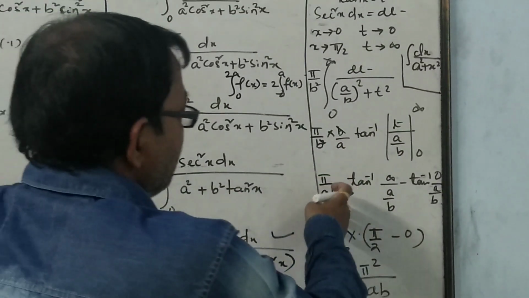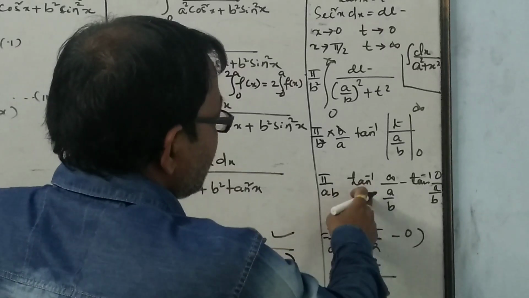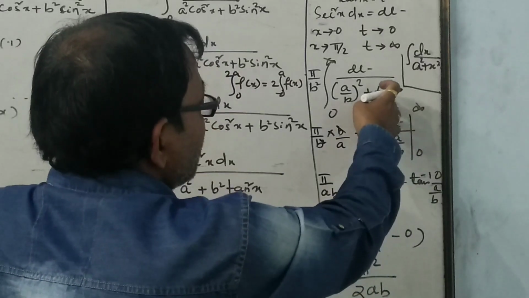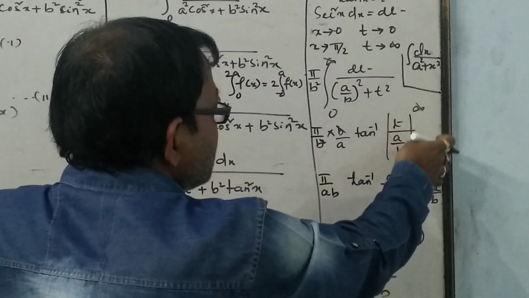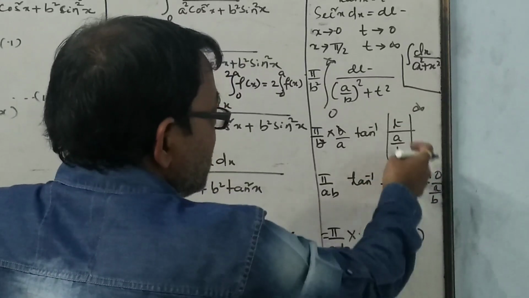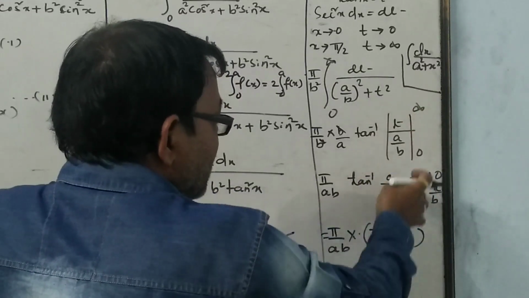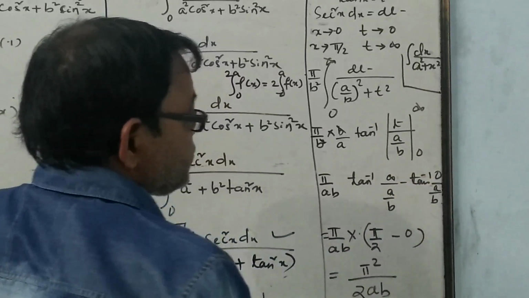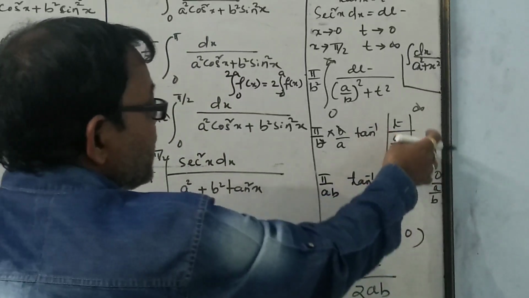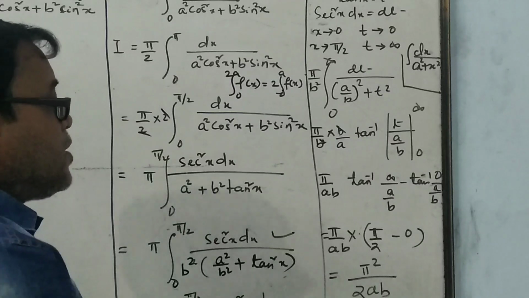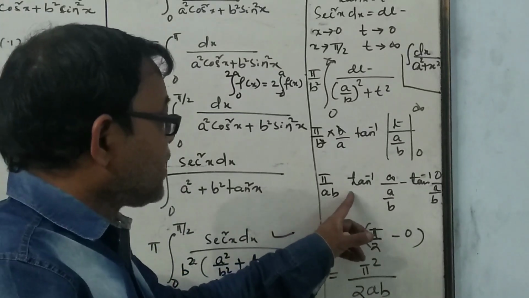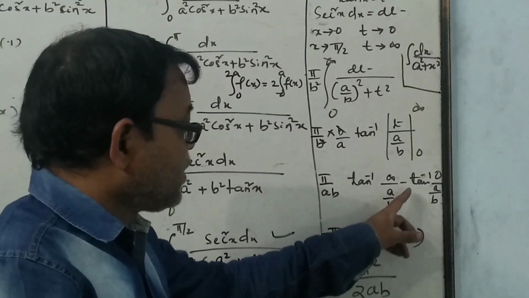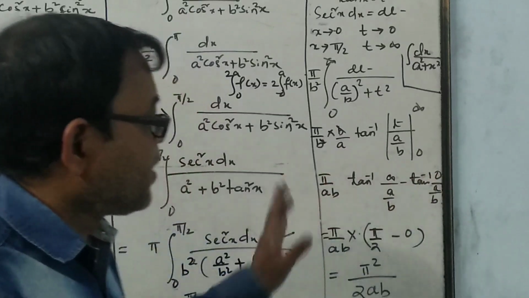Now this one is pi by ab into tan inverse t by (a by b), from 0 to infinity. So replace t as infinity and then t as 0. Upper limit and lower limit will be replaced. So pi by ab into [tan inverse (infinity upon a by b) minus tan inverse (0 upon a by b)].